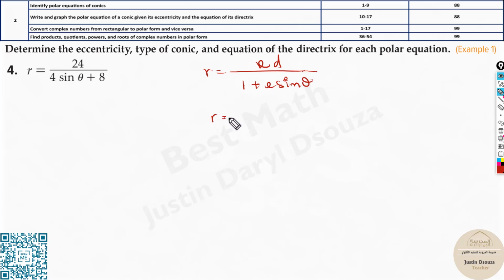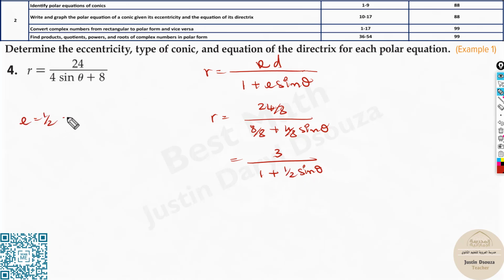And now here, I'm not going to write the question. I'll directly divide everything by 8 because I need this term to be 1. So 24 by 8 over 8 by 8 plus 4 by 8 sine theta. Now 24 by 8 is 3, and over here it's 1 plus half sine theta. You can write it as 0.5 as well. So e is equal to half, or 0.5, which is less than 1. So the conic is an ellipse here.